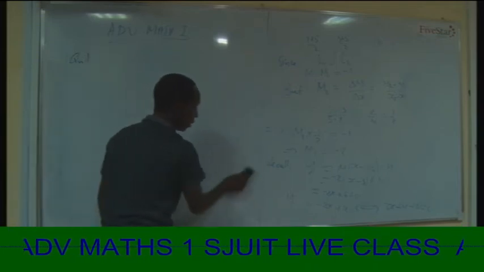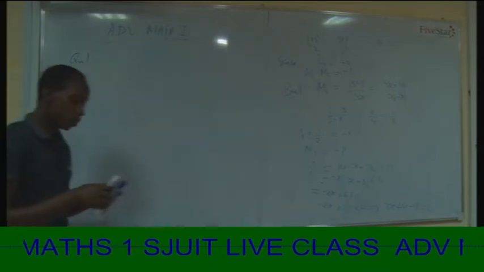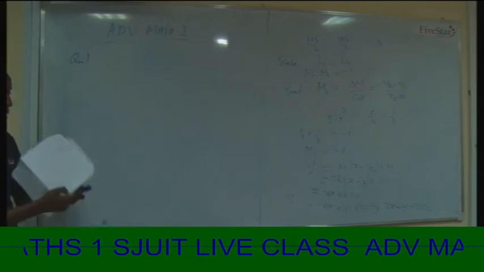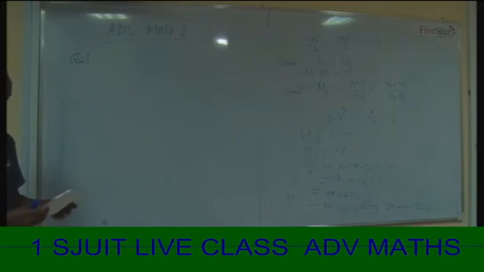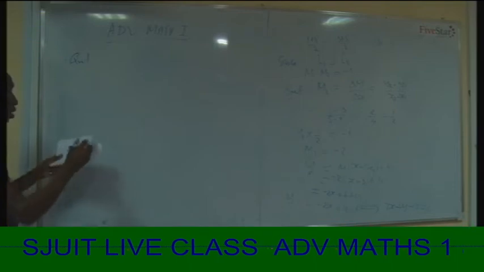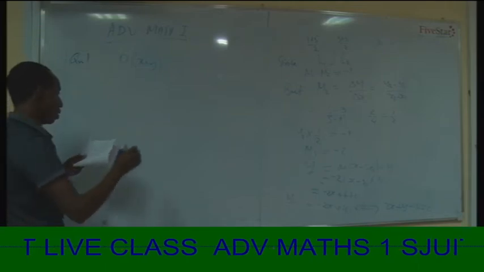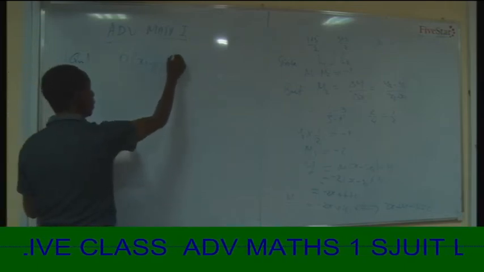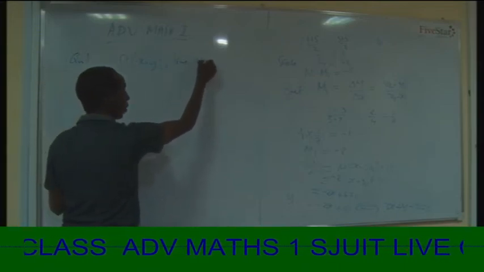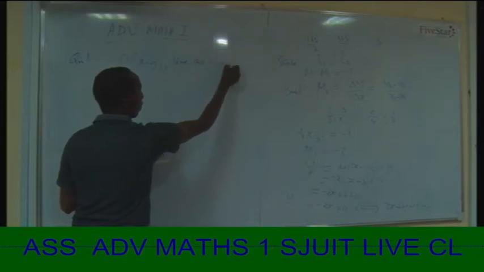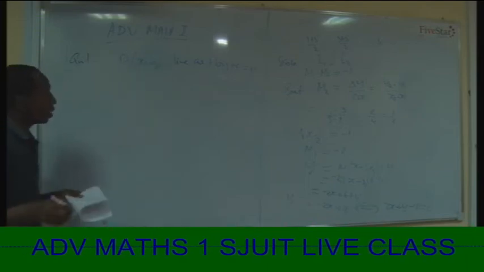Now let's see the second part, part B. The second part of this question is to prove that the perpendicular distance, or sometimes we call it the shortest distance, of the point P, which is (x, y), from the line AX plus BY plus C equals 0. Just to avoid confusion, I can just rename this as x1, y1.